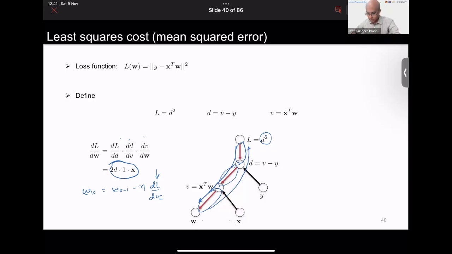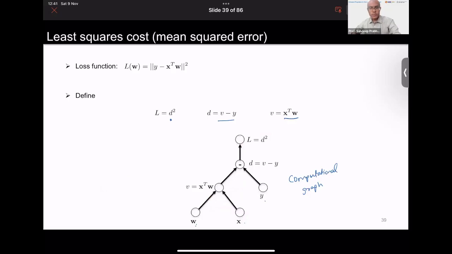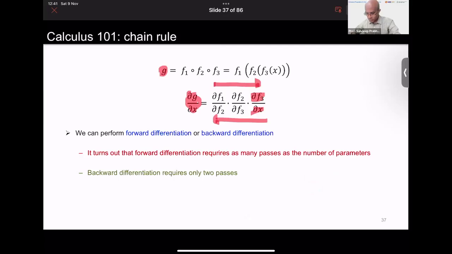If you go back one more slide, the presentation deck, one more, please. Oh, yeah, so there it says turns out forward differentiation requires as many. Okay, so that's the difference. So this chain rule is a product of 3 terms in this case. Now I can compute the product in the forward direction or in the backward direction. When you compute the derivative in the forward direction, that is called forward differentiation, that requires multiple passes, which we did not cover.